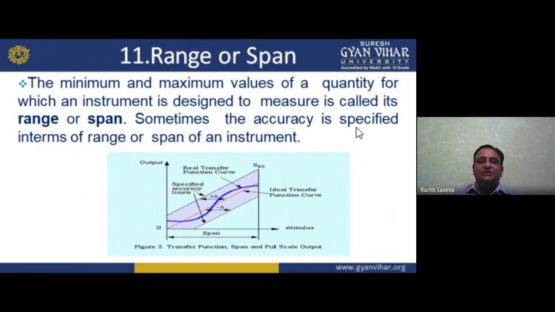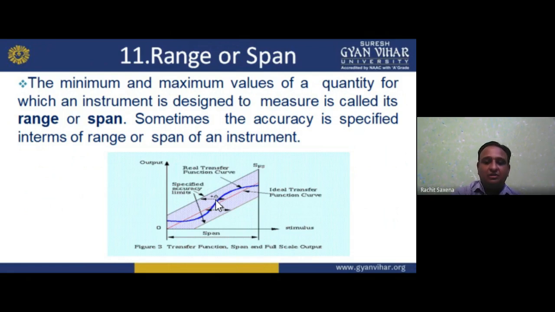Sometimes the accuracy is specified in terms of the range or span of an instrument. Here we can find the transfer function, span and full scale point, with output and span. The specified accuracy limit can be found here. The straight red line is the ideal transfer function curve, and the blue one is the real transfer function curve, with the specified accuracy limit between the two lines. I hope you understand about range and span.